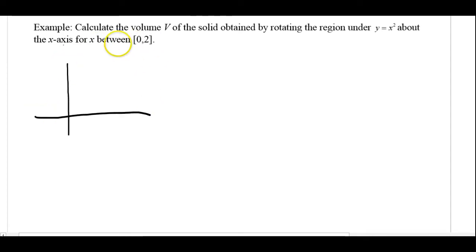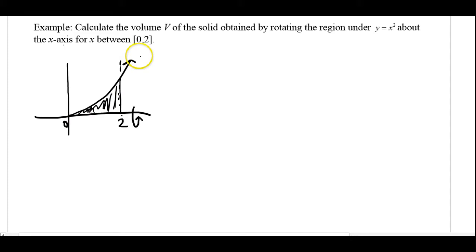So I'm concerned for only x values between 0 and 2. And I want to rotate the region under y equals x squared. So y equals x squared only between 0 and 2 looks something like this. And I only care about what's happening right in between these two x values. So I'm concerned with rotating this region here. So this is the region that I'm going to rotate around the x-axis.